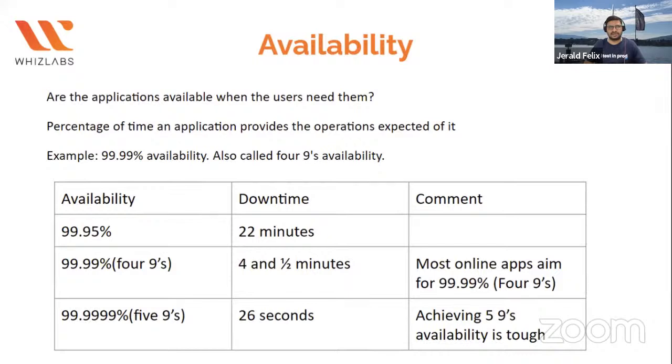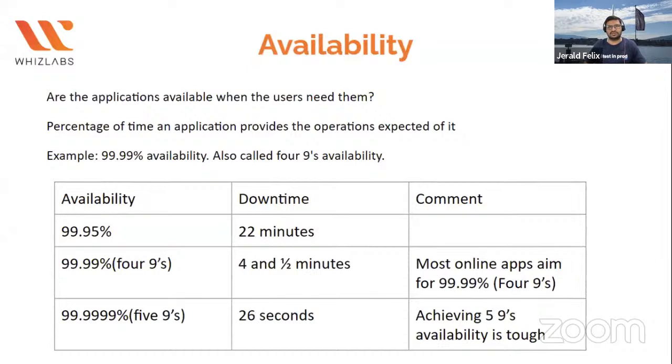So here you can see we have three different availabilities. The very first thing is the percentage of time an application provides the operation expected of it. So if the availability is 99.95%, then per month the downtime should be just 22 minutes. It's okay, it's acceptable, but if you are using some online transaction kind of website, then it is not a good thing.